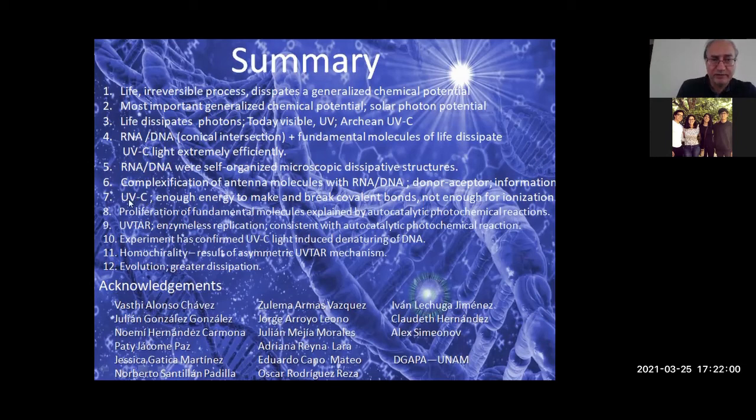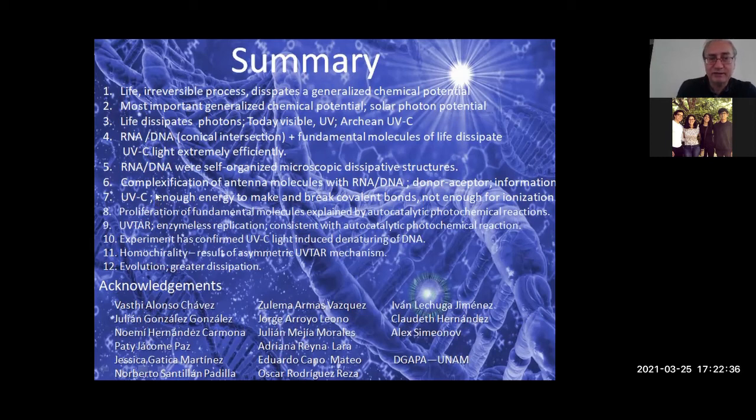So now we have to be in this UVC range at the beginning of life because there was not enough energy to make and break covalent bonds in the visible. In the UVC we do have enough energy to break and make covalent bonds, but in the visible we don't. So that's why life had to start out dissipating UVC light, because the visible photons did not have enough energy to break and remake carbon covalent bonds.